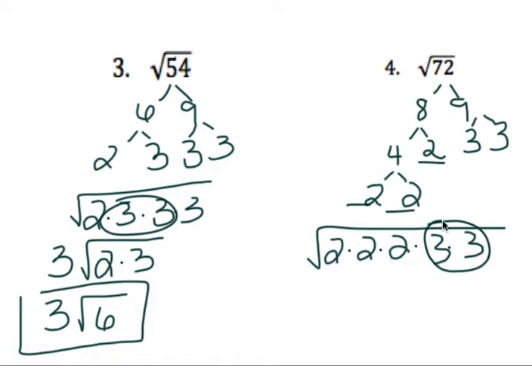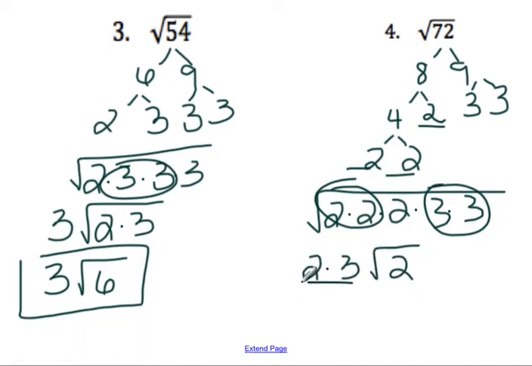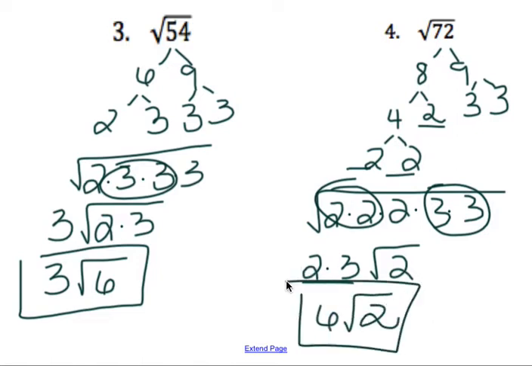So I have 1 pair of 3's and 1 pair of 2's. So then I have 2 times 3 when I take each of those pairs out, and then left underneath the radical is 2. So last but not least, 2 times 3 is 6, and then I have square root of 2.